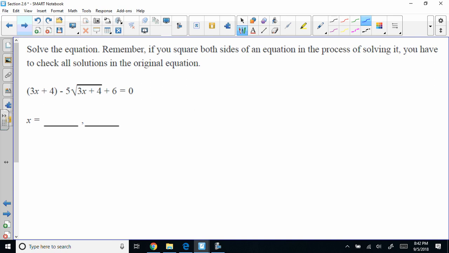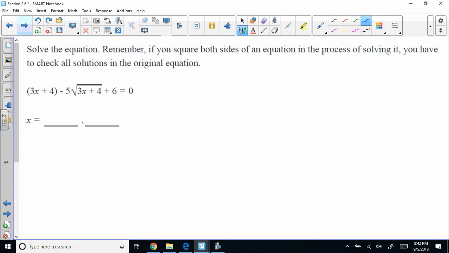Oh, my. Man. Okay. The radical first. Well, it's got a radical in it. So what are we going to do first, guys? Isolate the radical, right? That's our game plan. If you got a radical, you got to isolate it, right?